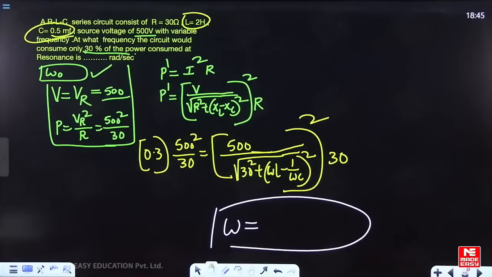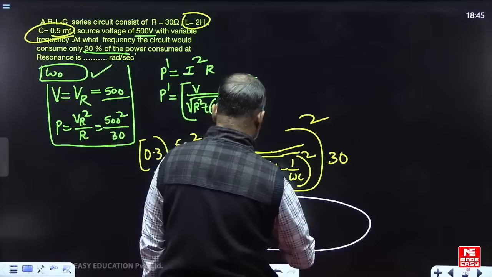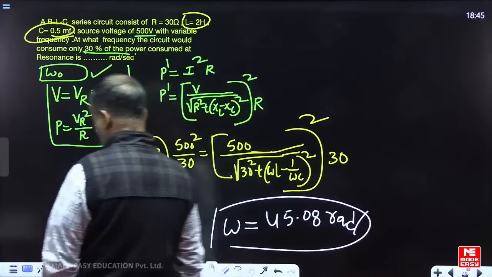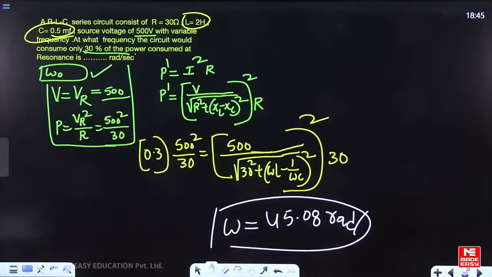Check करो, many students are saying approximately 45.08. Checked out, is it correct? 45.08 radians per second. Check करो जी. सचिन, you got 450, एक बार कैलकुलेशन चेक कर लो जी. That AC circuit questions we have to do a little carefully. Answers, कैलकुलेशन करना है.